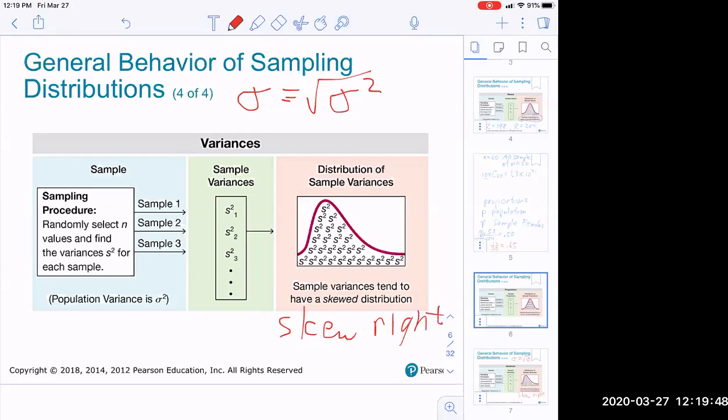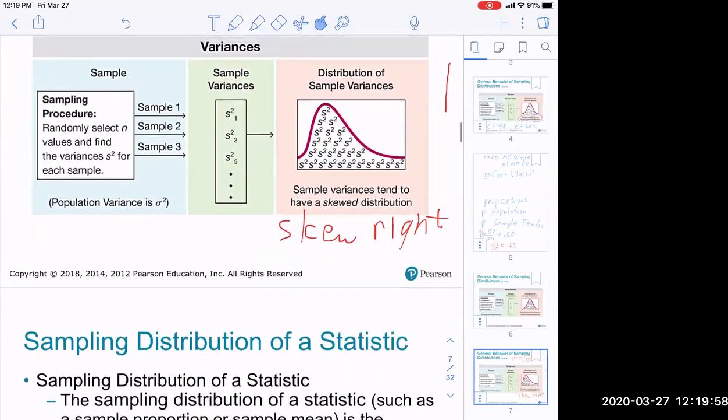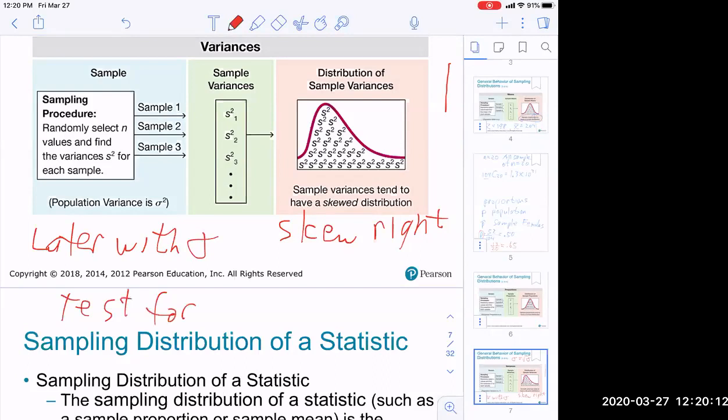This will play a major role down the road when we're doing hypothesis testing. Later, when we're working with standard deviation, we're going to have to test for normality, our samples and such. And the reason being, because the sample distribution isn't normal, it's skewed.